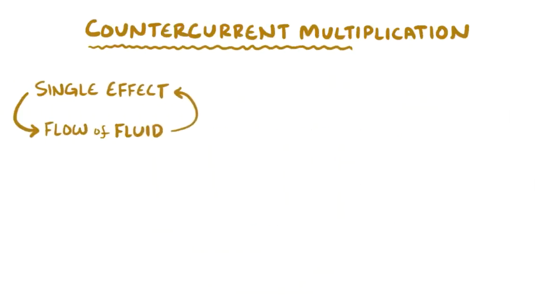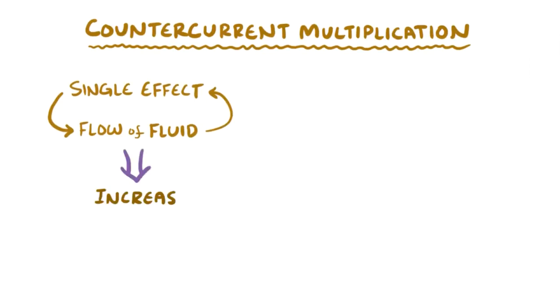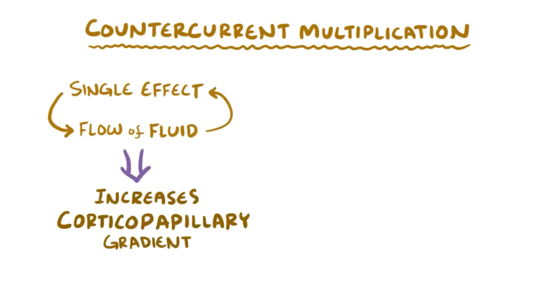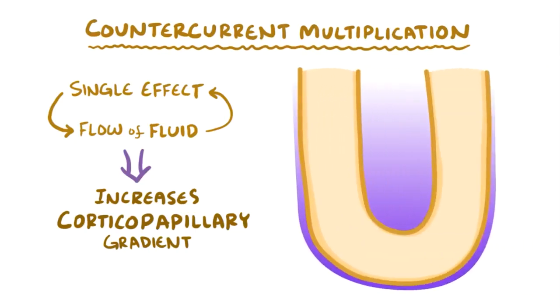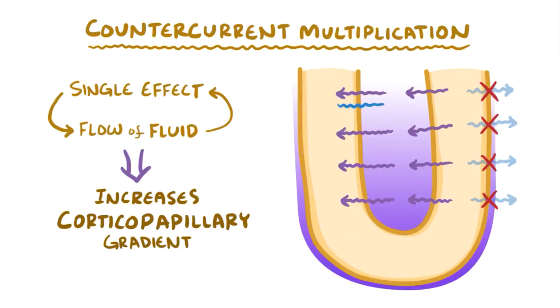Alright, as a quick recap, countercurrent multiplication is the continual repetition of a two-step process that gradually increases the corticopapillary gradient. For the first part, single effect, in the ascending limb, electrolytes move from the urine to the interstitium, while it's impermeable to water, so the urine becomes more dilute. In the descending limb, both electrolytes and water can diffuse across, so it comes to equilibrium with the interstitium. Then the second part is flow of fluid, which pushes fluid of different concentrations through, which establishes the corticopapillary gradient where there's an increasing osmolarity in the medulla, which ultimately helps more and more water get reabsorbed from the tubules.